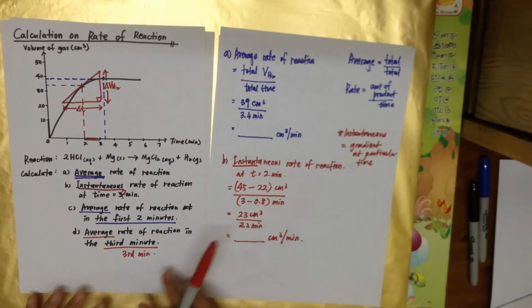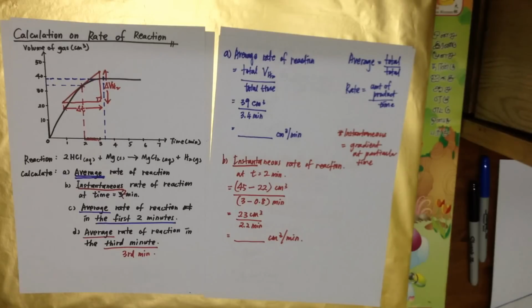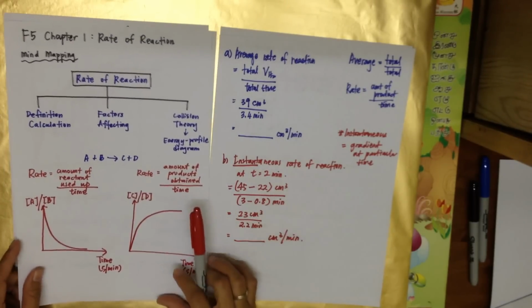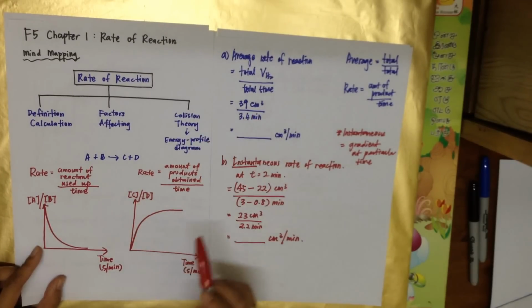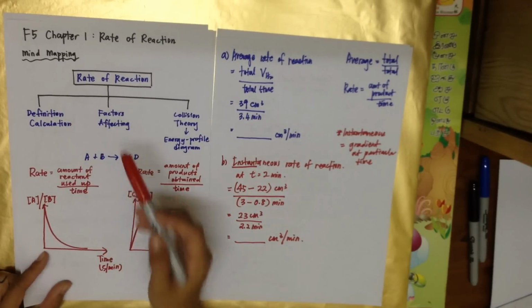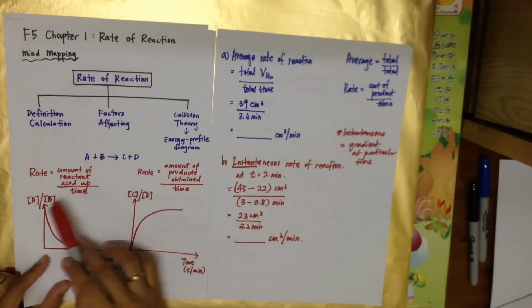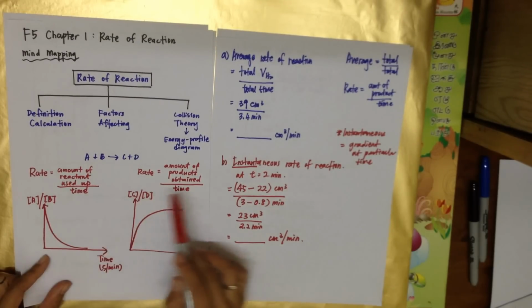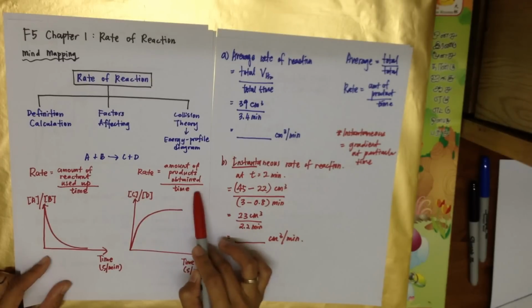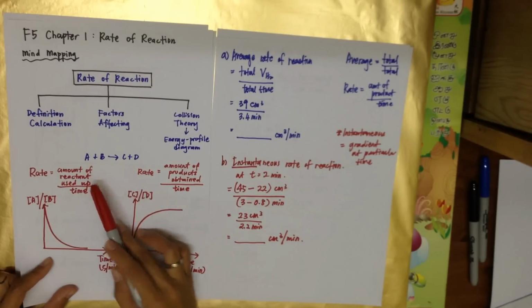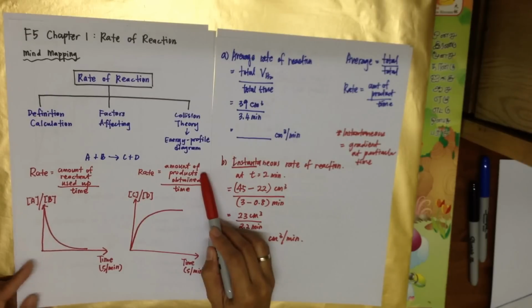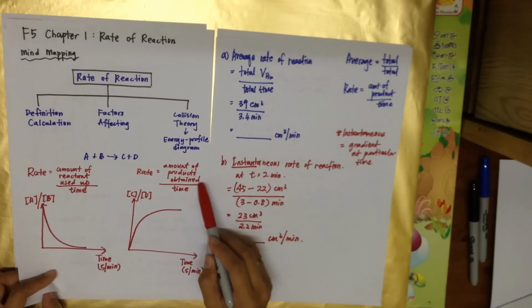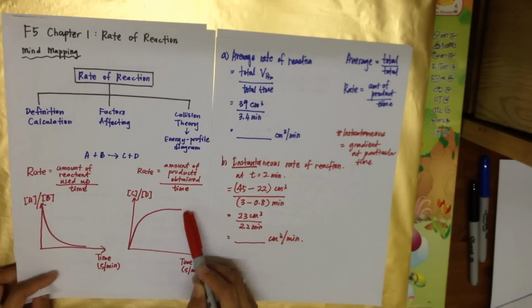So here is the conclusion. Before we end this session, for rate of reaction and introduction, students need to know the definition, that is, the rate of reaction equals the amount of reactant used up versus time, or the amount of products obtained over time. Because the reactants are always decreasing, the graph will be in a decreasing order, and the products are always increasing, so the graph will be increasing as well.